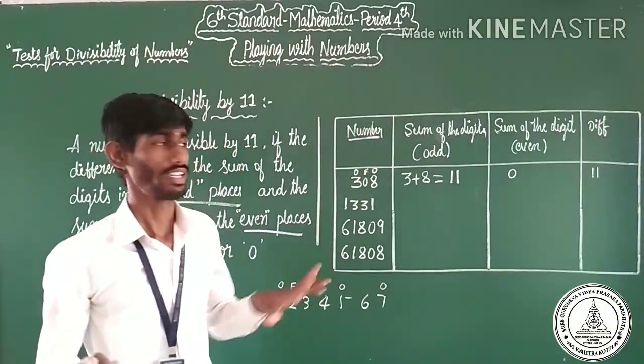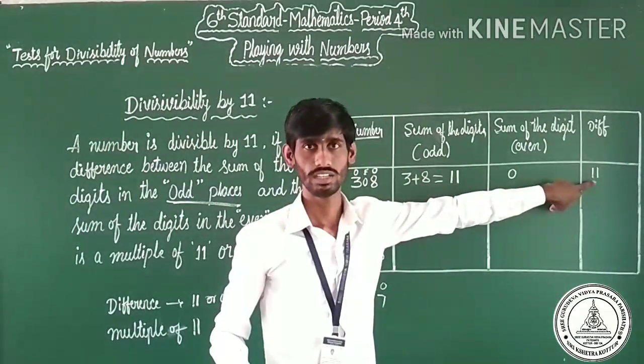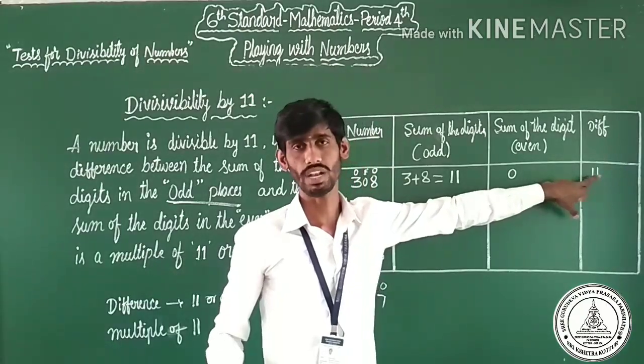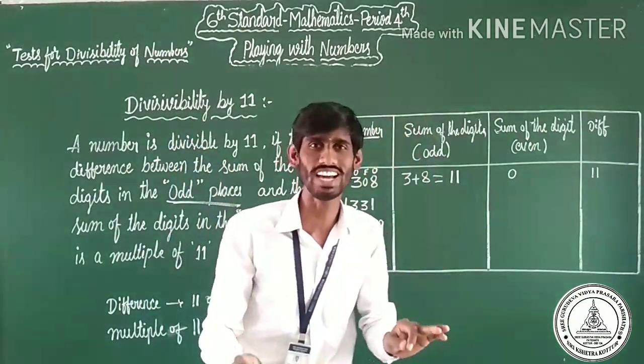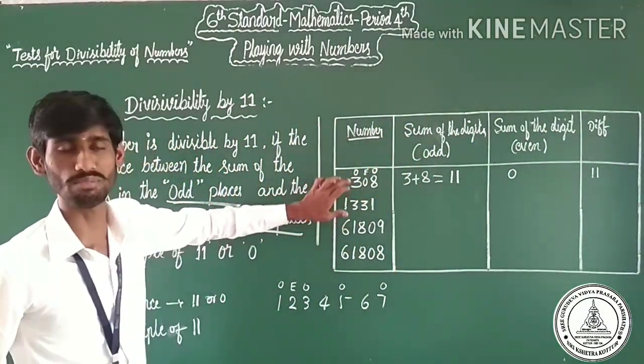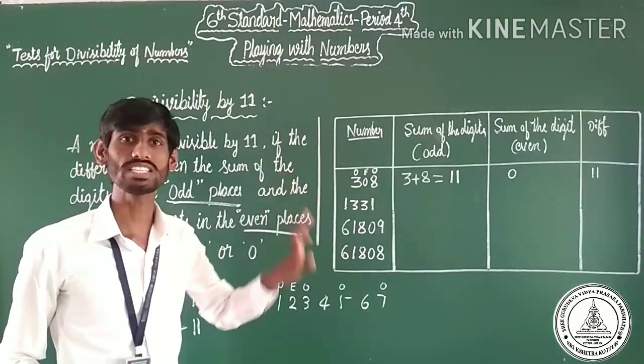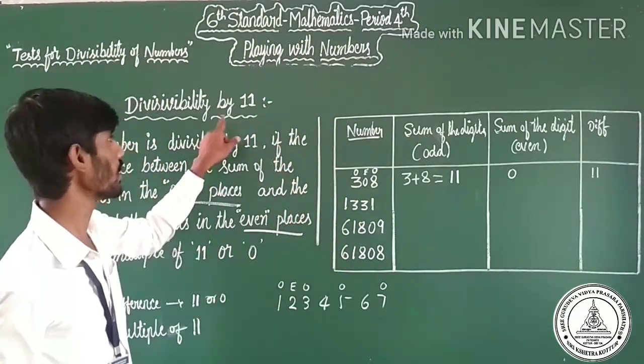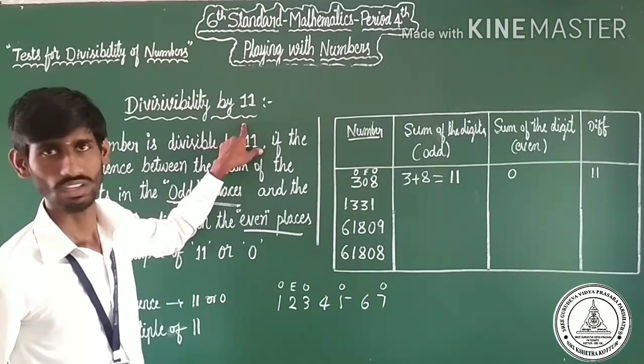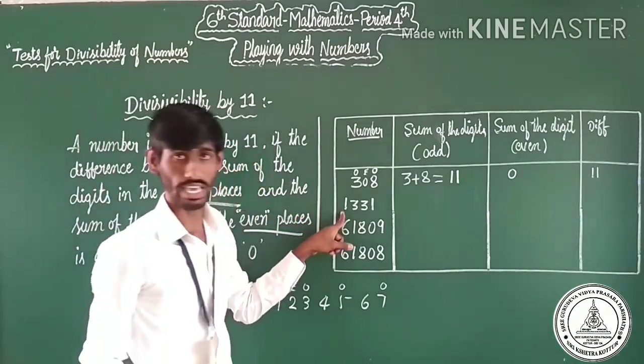Clear? Yes. It is a multiple of 11. The given number is a multiple of 11. Finally, we conclude that the given number 308 passes the divisibility rule by 11. Okay, Chotu. Next example.